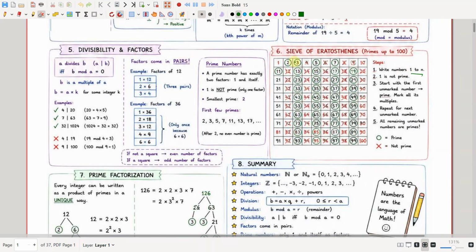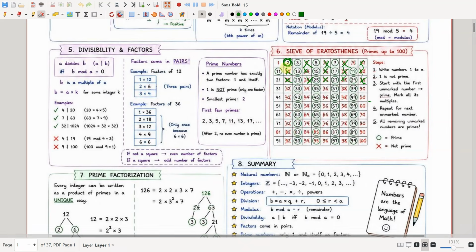In this, you have to write the numbers from 1 to 100. And we know that 1 is not a prime number, so we are skipping that. We start with the first unmarked number, which is 2. So I have circled 2. After circling 2, I have to cancel all its multiples like 4, 6, 8, 10, 12, 14, 16, 18, 20, 22, 24, 26, 28, 30. Like this, I have to cancel all the multiples of 2.